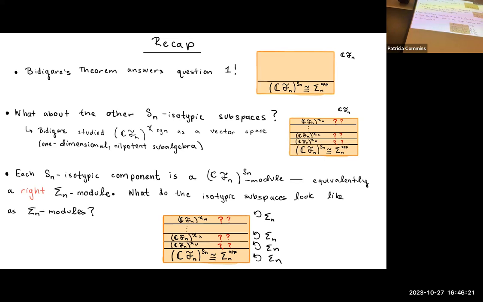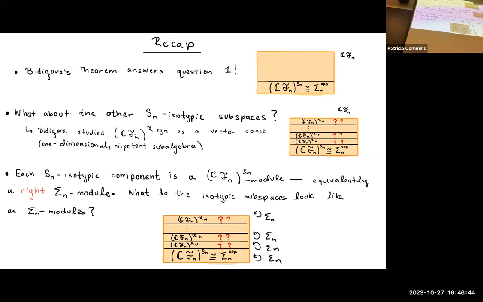And this kind of opens the door to studying other isotypic subspaces as well. In fact, Bittiger started this study in his thesis. He looked at the sine isotypic subspace and saw that it's just a one-dimensional vector space that also happens to be a subalgebra. It's a nilpotent subalgebra.